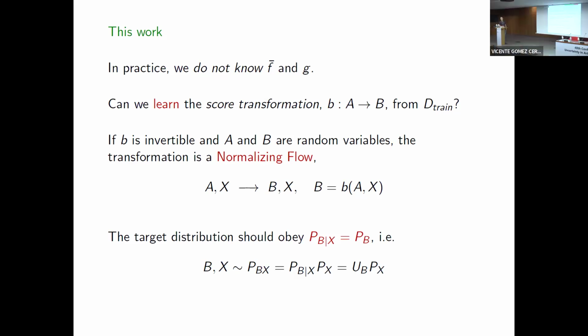Normalizing flows have been used in many inference tasks, and there are many different ways to train them. You can transform a source distribution into a target distribution. In our case, the source distribution is the distribution of the conformity score, and the target is this factorized distribution, where the requirement that the conditional equals the marginal probability holds.